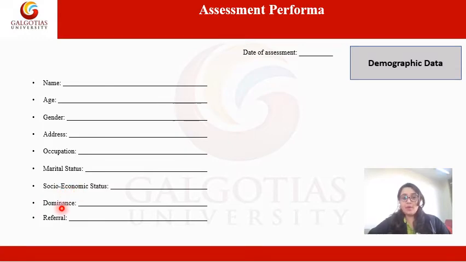Then the socioeconomic status: how well off is the patient, so that even if you wish to prescribe an expensive treatment, you should have an idea whether the patient will be able to afford that or not. Then dominance, is it right or left? If it is an upper limb issue and the person is having right sided pain and is right side dominant, we will have an idea what could be the possible diagnosis of that condition. And the referral: who has referred that patient to you, or has the patient self-referred? Just document it. So this is the first page of our assessment proforma, all the personal details, which is known as demographic data.